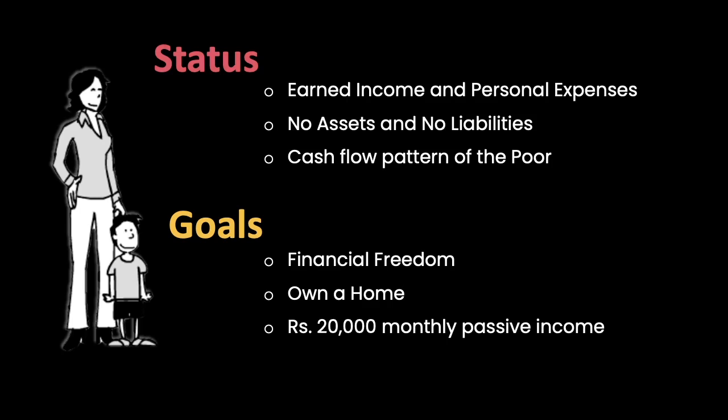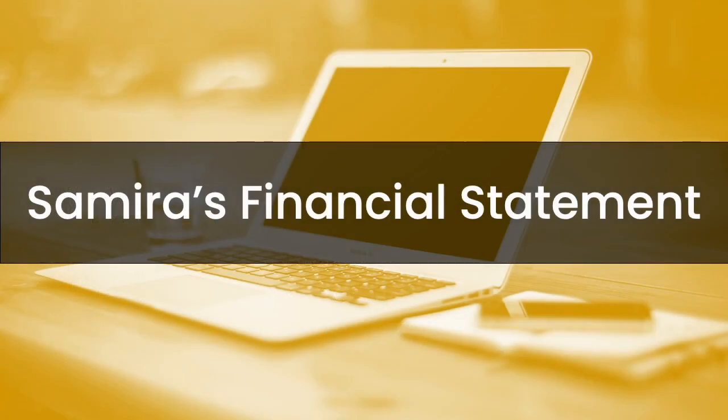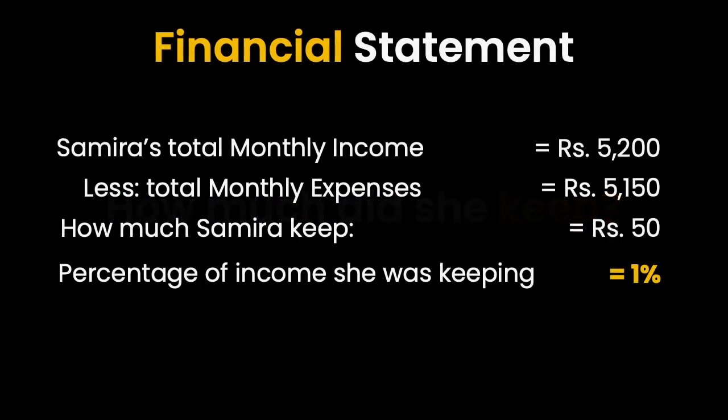First though, she needed to make some short-term goals. She wanted to increase the amount of money she made every month to achieve financial security, while also spending more time with her son at home. The analysis is fairly simple because in Samira's case, there's only one financial statement involved, the income statement. So how much did Samira keep? Samira's total monthly income was 5,200 rupees, less the total monthly expenses, which was 5,150. The difference is how much she kept, just 50 rupees, or less than 1% of her income.